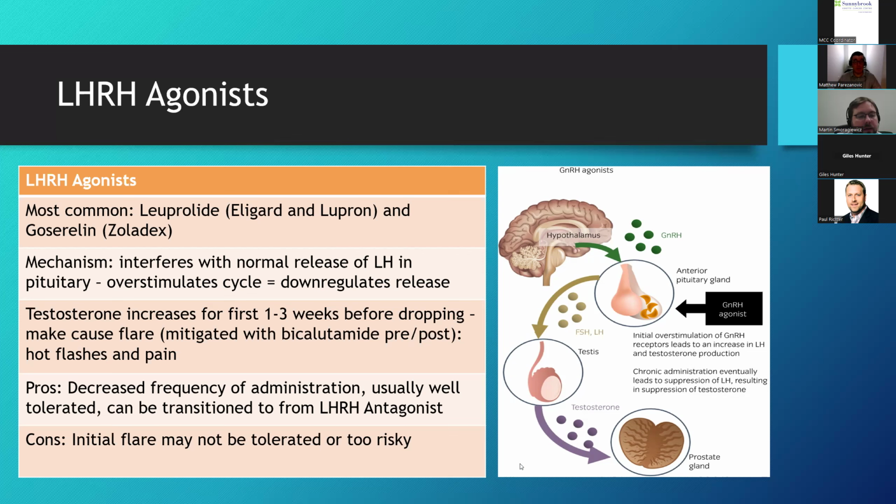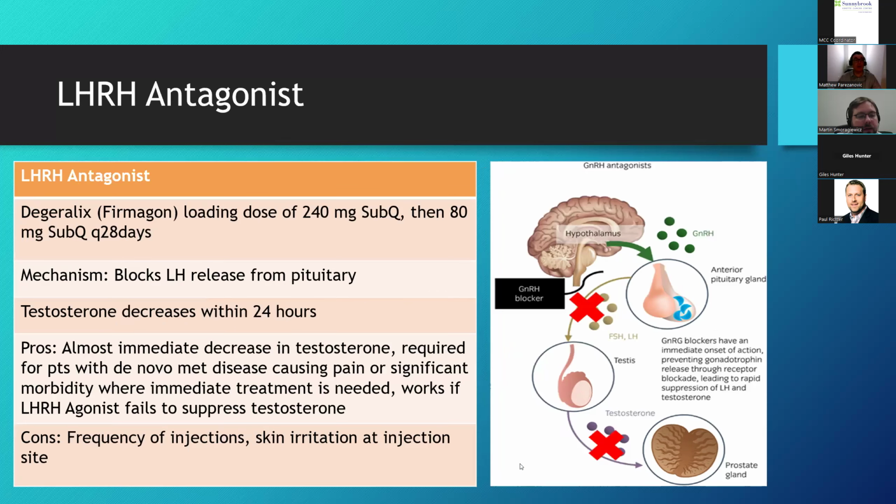The pros is that it decreases the frequency of administration and is usually well tolerated, and the patients can be transitioned from an LHRH antagonist to an agonist over time. The cons is the initial flare, which may not be tolerated or too risky, especially in those de novo metastatic patients. On the antagonist side, we see Degarelix or Firmagon, which is provided in a loading dose of 240 milligrams once, and then 80 milligrams subcutaneous over 28 days.